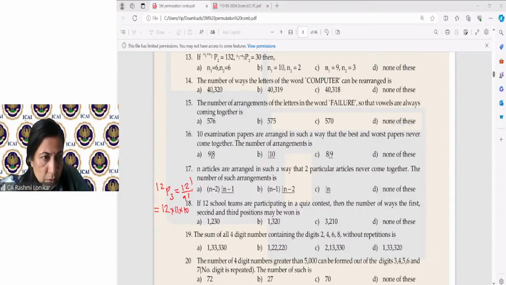I think 1320. ये मल्टीप्लाई करके देख लीजिएगा. प्लीज मल्टीप्लाई.